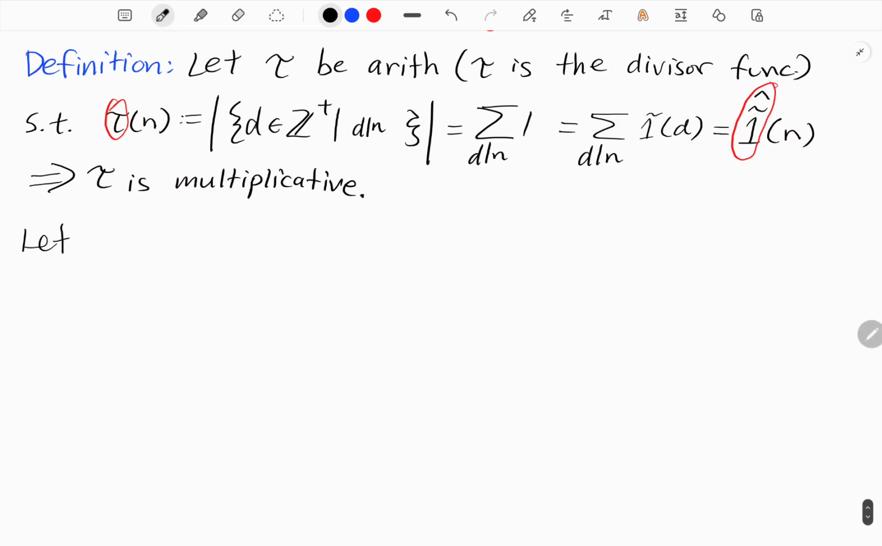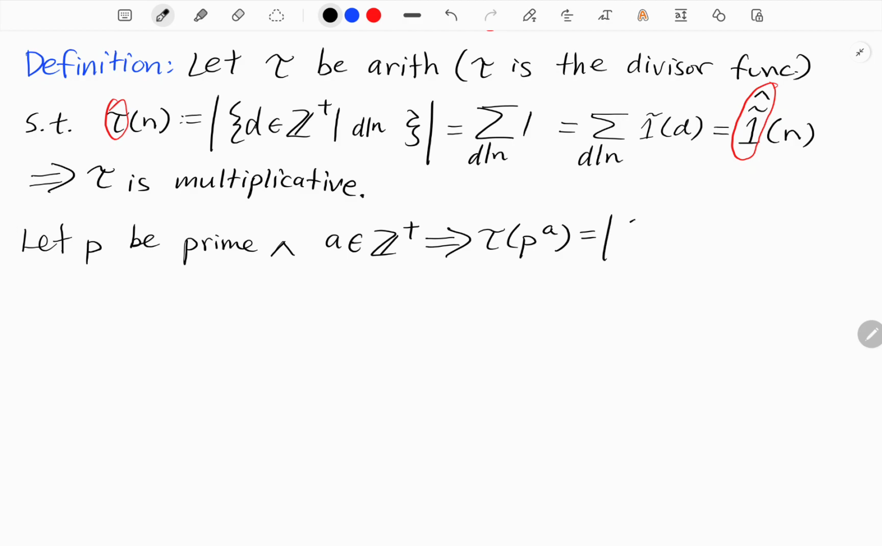So now let p be prime and a be some positive integer. Then let's try to figure out what tau of p to the power of a is. So it's going to equal the cardinality of the set of positive integers that divide p to the power of a. Well, what are they? You have 1, obviously, because 1 divides every single positive integer. So you start with 1. And you have p to the power of 1, dot, dot, dot, all the way to p to the power of a.